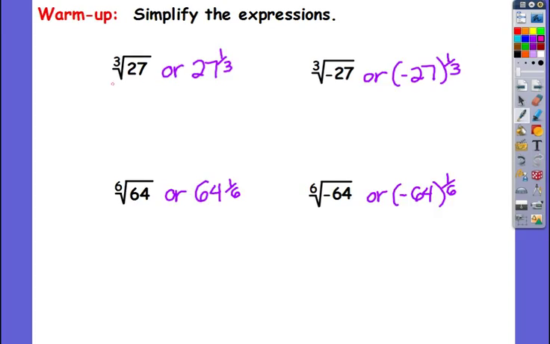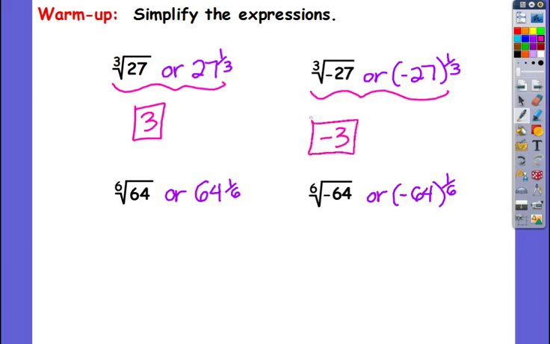So the first one, both of these mean the same thing. You're looking at what number cubed is 27, and that would be 3. What number cubed is negative 27? Is that possible? Sure. If your index is odd and your radicand is negative, I can certainly get out a real number answer. Negative 3 cubed is negative 27.